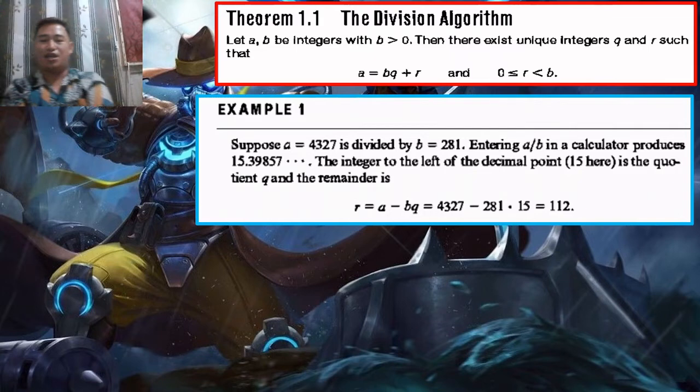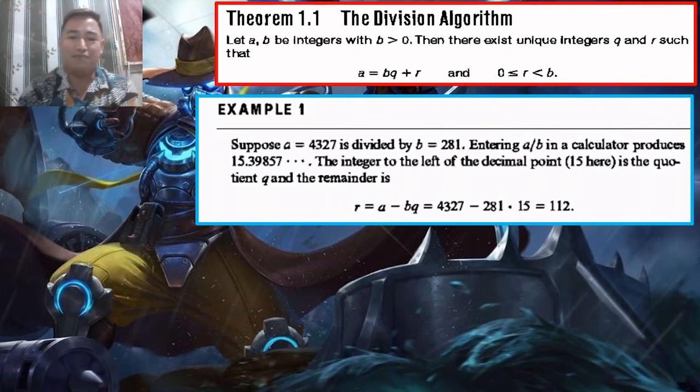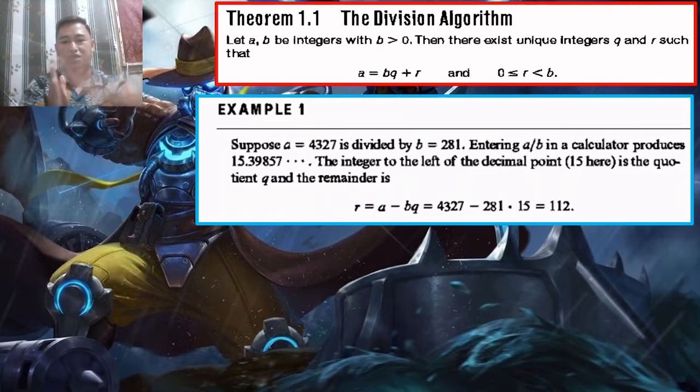So kung ato na siya i-calculate class, that is 15.39857. So therefore class, the integer to the left of the decimal point kay 15. Okay. Diba dili man ang 15.39. So ang left class kay si 15.